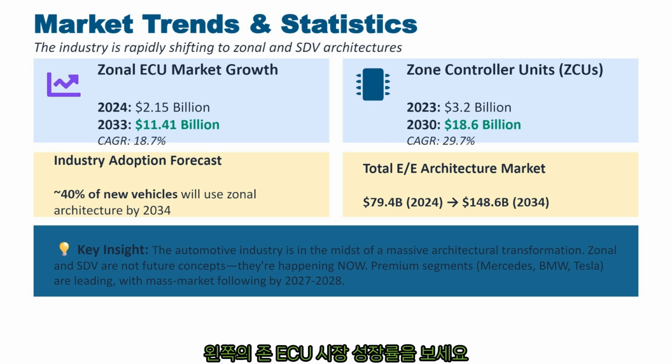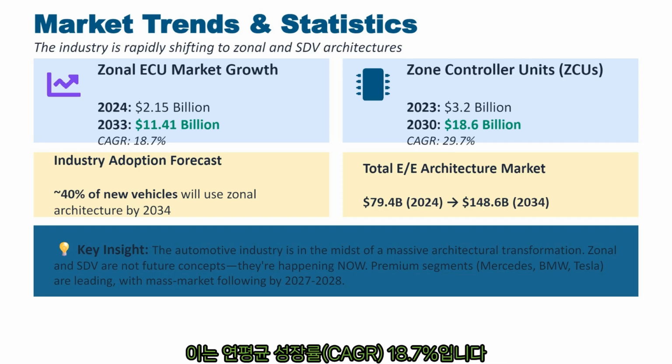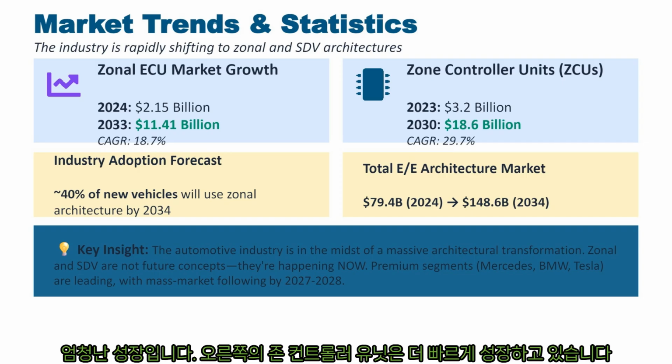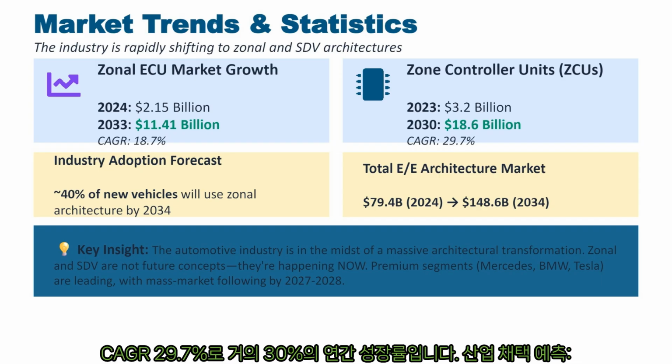Look at the zonal ECU market growth on the left. In 2024, it's worth $2.15 billion. By 2033, it's projected to hit $11.41 billion. That's a compound annual growth rate of 18.7%. That's massive growth. Zone controller units specifically, on the right, are growing even faster. From $3.2 billion in 2023 to $18.6 billion by 2030, CAGR of 29.7%.